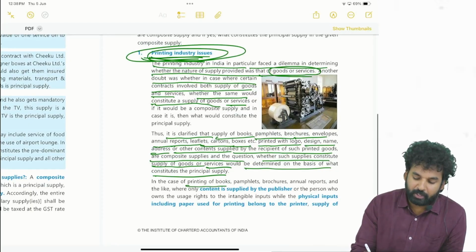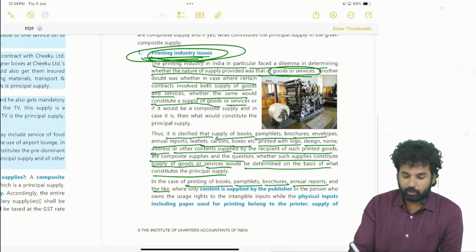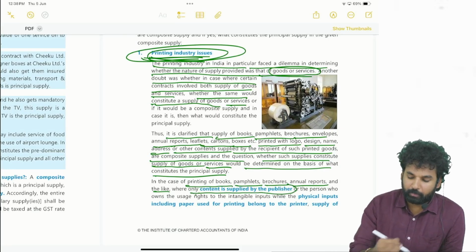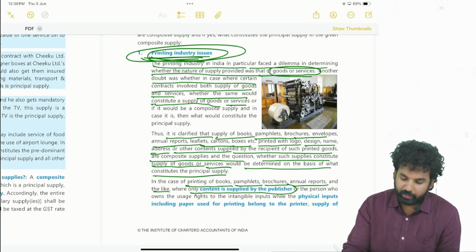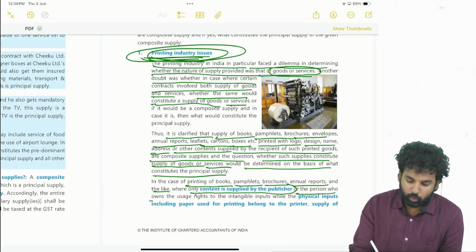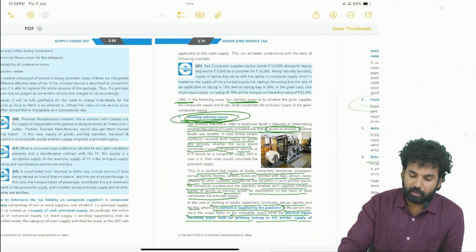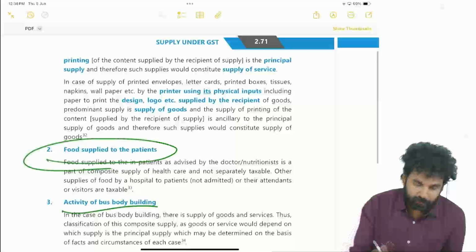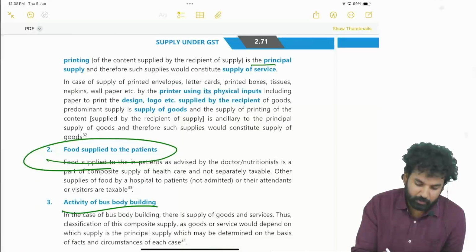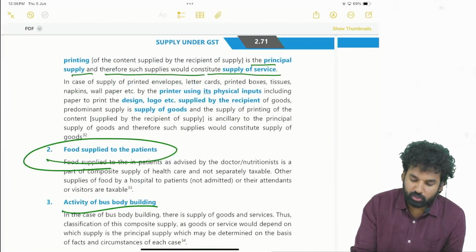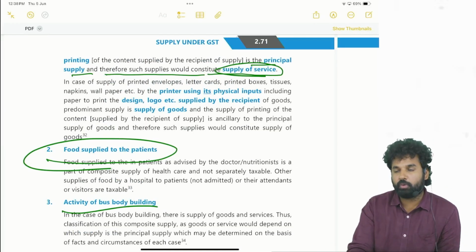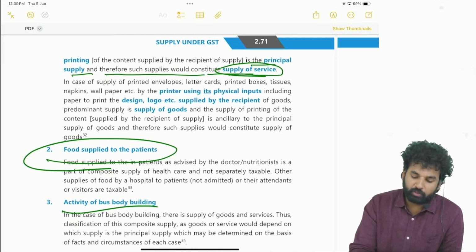In case of printing of books, pamphlets, brochures, and annual reports and the like, the only content is supplied by the publisher, or the person who owns the usage rights to intangible inputs, while the physical inputs including paper used for printing belong to the printer. Printing is the principal supply, and therefore such supply would constitute supply of service with respect to books, pamphlets, brochures, etc. So it would be a supply of service.